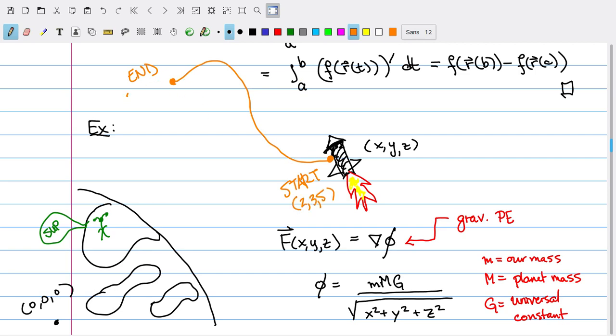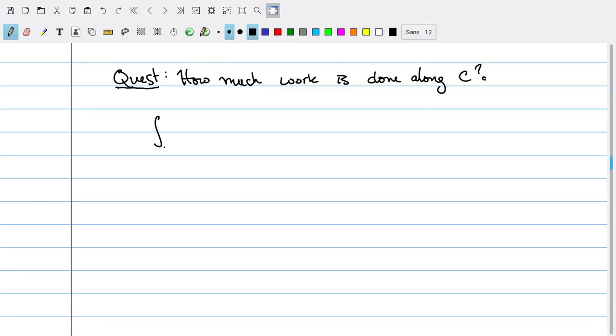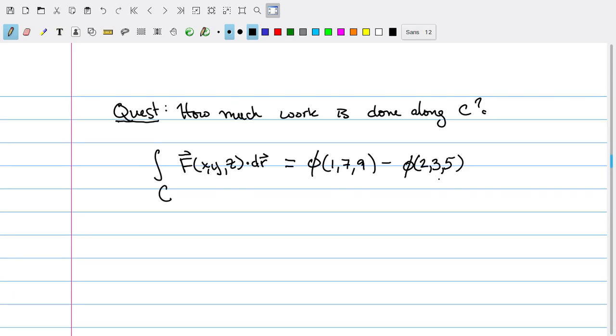So I can ask myself, if I want to travel from some starting position whose coordinates are 2, 3, 5, and end up at some end position, say, whose coordinates are 1, 7, 9, and I want to follow this path, how much energy will be required? Alternatively, how much work will be done if I follow this path against the ambient force field caused by gravity? We know that the work done is the integral over C of the force dot dr. But because this force field is a conservative vector field, this will just be the difference of the potential energy at the ending point minus the potential energy at the beginning.